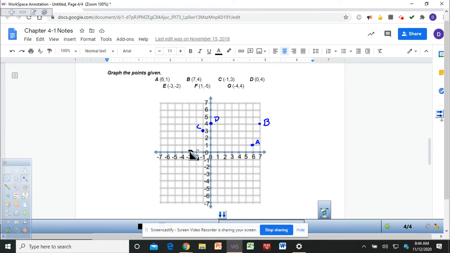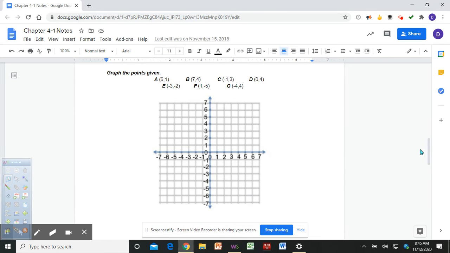E, I'm going -3, -2. F, I'm going 1, -5. And G, I'm going -4, 4. So if it's a positive, you move it to the right for your x value, and up is positive. If it's a negative number, you either move it left or down, depending if it's your x or y value.